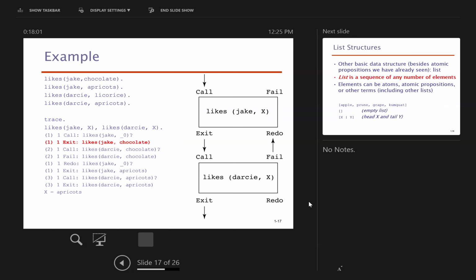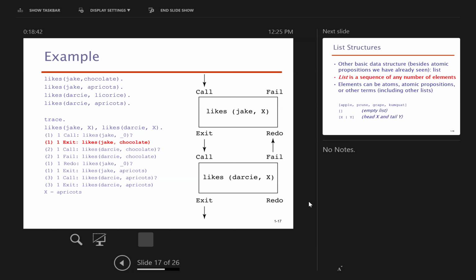And this is also an example of the same concept. We have all the facts, and now we have our rule, then we're doing the tracing. So the first facts: Jake likes chocolate, Jake likes apricots, Darcy likes, etc. So let's go to the next, the tracing. Here we have X likes Jake, and we say the comma is and. So X likes Jake, and Daisy likes X. And now we want to trace this.